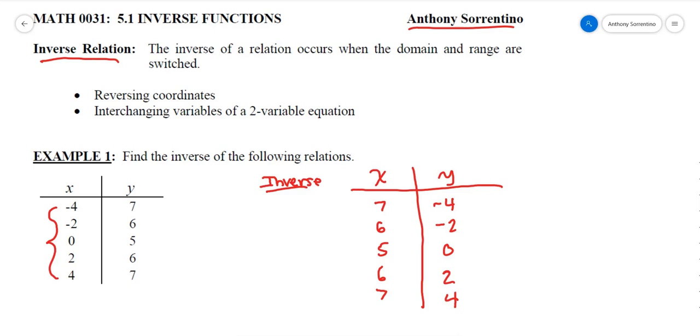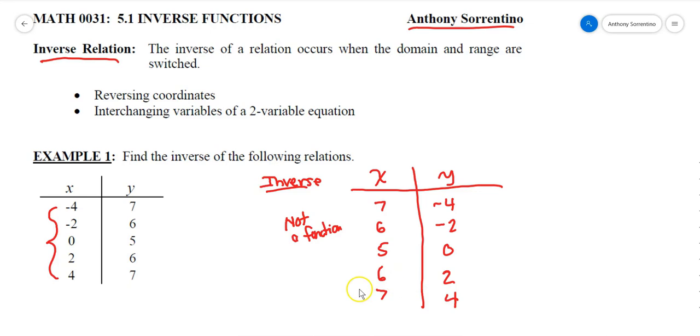Now, as you can see here, the inverse is not a function. Because if you look at the instances of the 7s as well as the 6s for the x's, a 7 produces a -4 and also a 4. The input or x value 6 produces a y value of -2 and 2. So for those reasons, this is not a function.